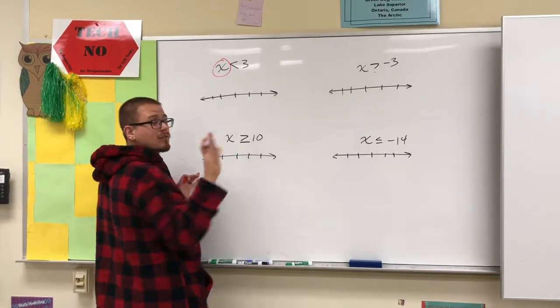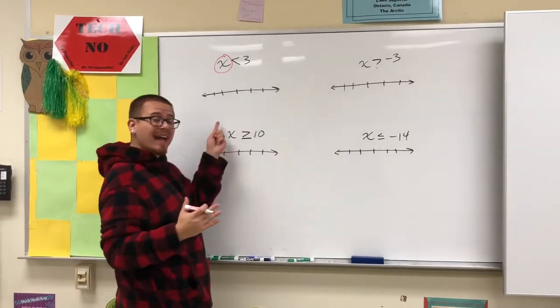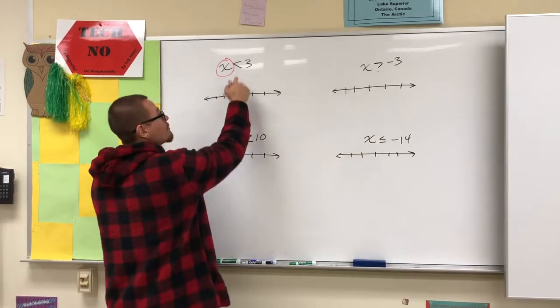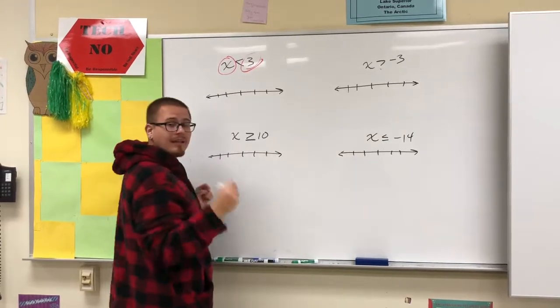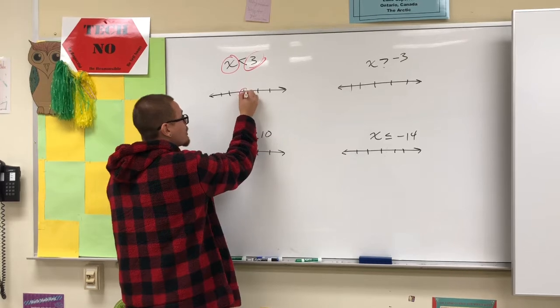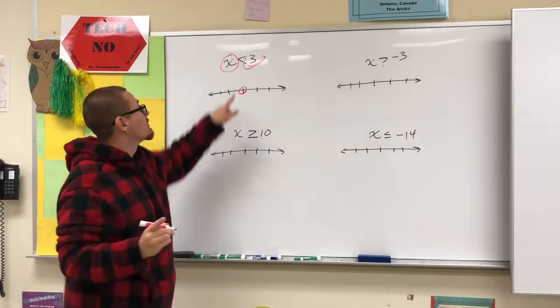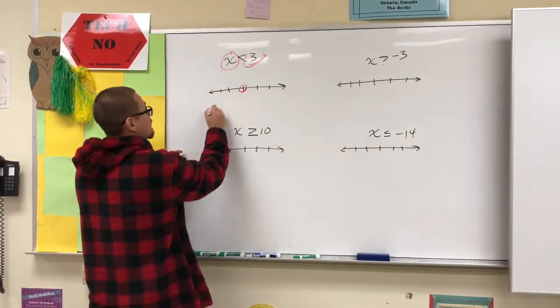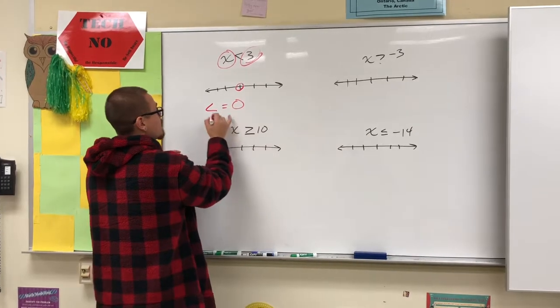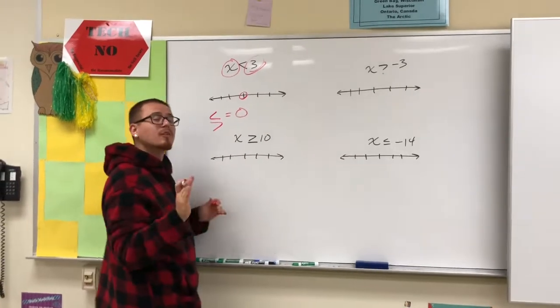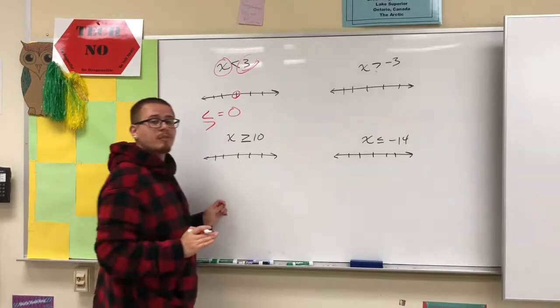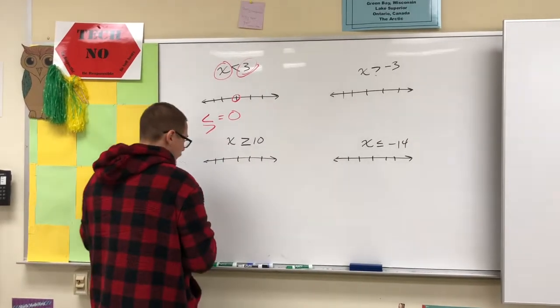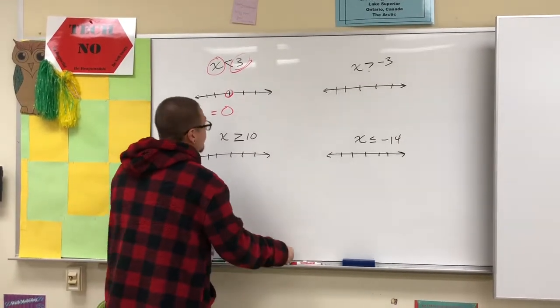What I like to do is draw a number line with at least 5 tally marks, and I always put my number that I'm checking in the middle. So I'm going to put an open circle at 3 because it's a less than. Less than or equal to, that's a closed circle. Greater than, open circle. Open circle means you get really close, but you don't touch it.